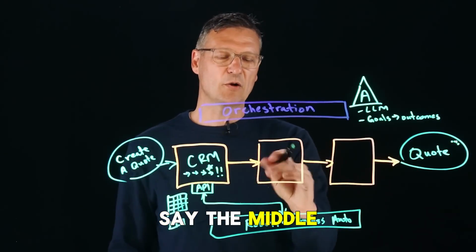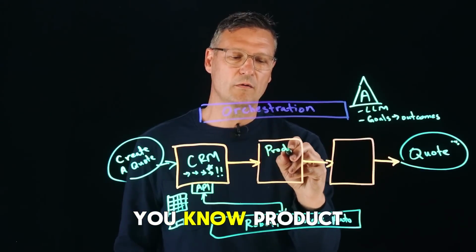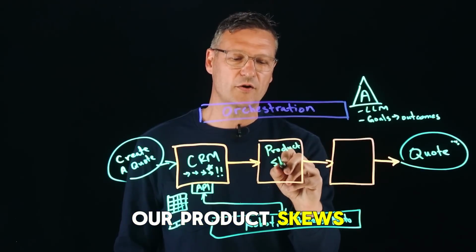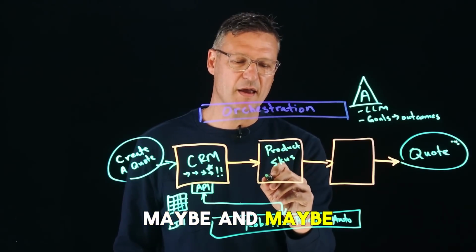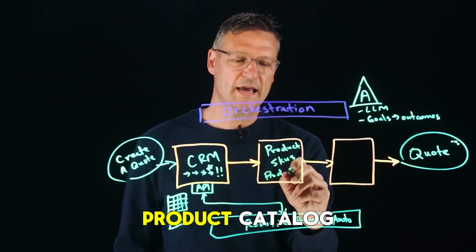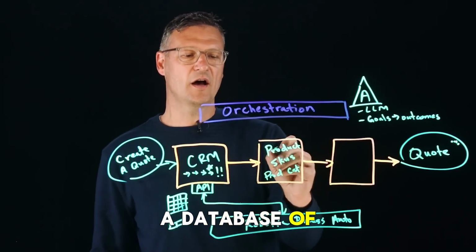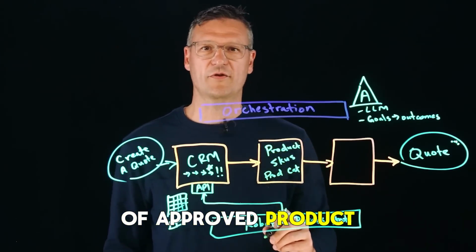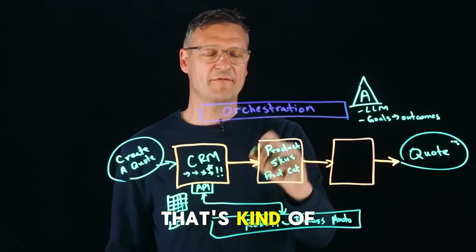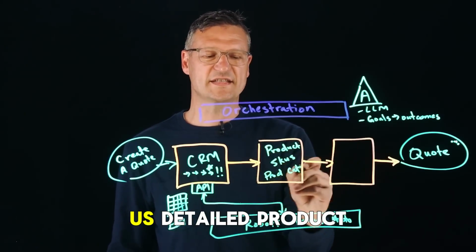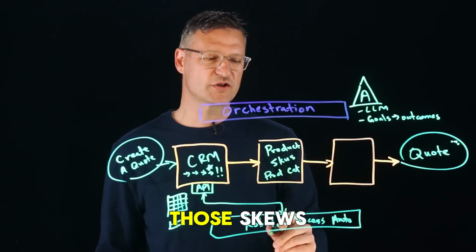So then let's say the middle process is something like product SKUs, and maybe product catalog. Okay, so here maybe we have a database of approved product SKUs, and that maybe we have a separate database that's kind of in this container that's going to give us detailed product catalog and more descriptions of those SKUs.